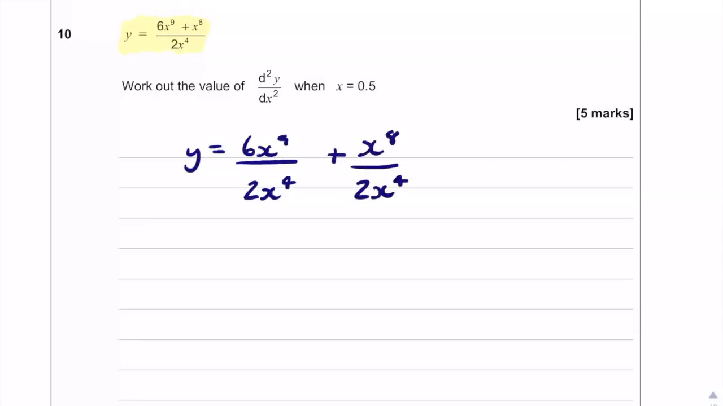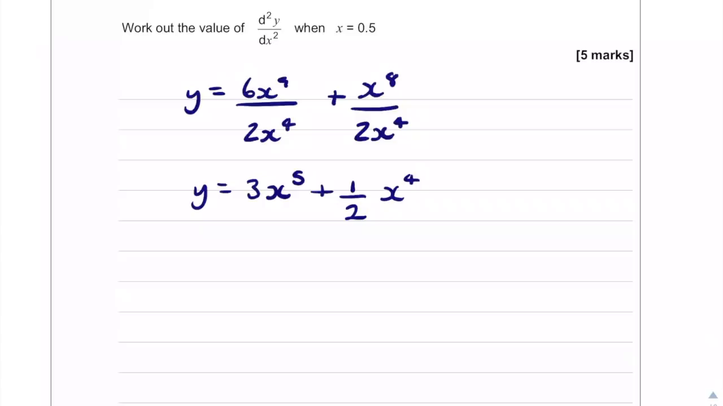And now, using my laws of indices, I can simplify these powers of x. So what I can do is I can do the 6 divided by the 2, which is 3, and then I'm going to have x to the 9 divided by x to the power of 4. So that's going to be x to the power of 5. And then I'm going to have plus a half of x to the power of 8 divided by x to the power of 4. So that's going to be x to the power of 4, because I'm going to subtract the powers. So we're going to need to differentiate this function.